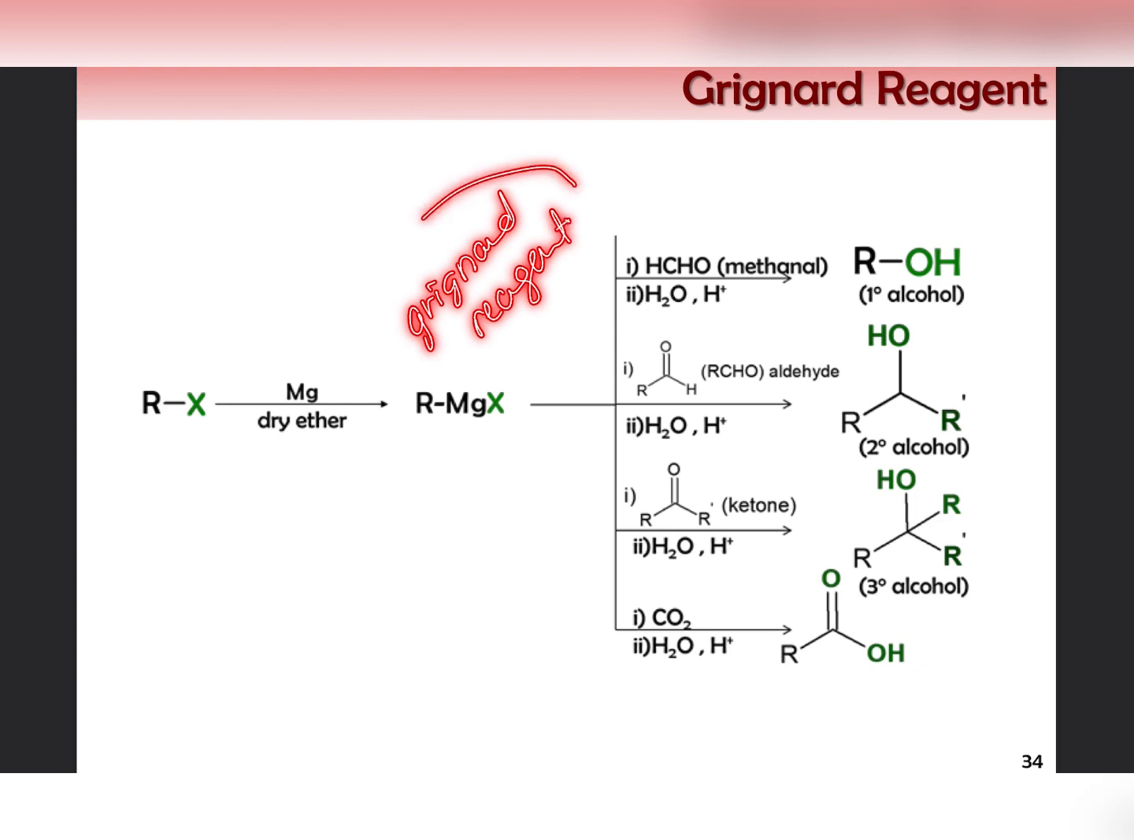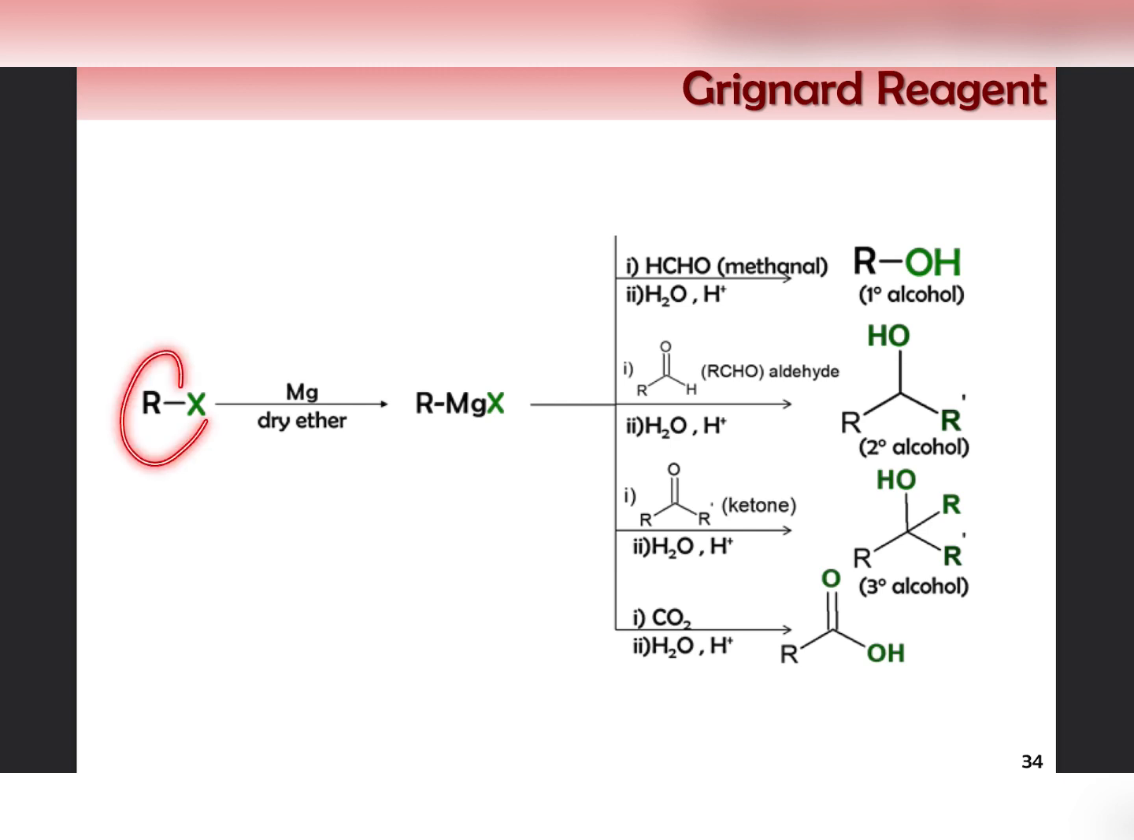Okay, so from this Grignard reagent, kalau react dengan methanal, you will get primary alcohol. If you react with aldehyde, kamu akan dapat secondary alcohol. And if you react with ketone, you will get tertiary alcohol. Okay, so from your Grignard reagent, maksudnya daripada haloalkane, jadikan dia Grignard reagent and react dengan aldehyde ataupun ketone, you will form primary ataupun secondary ataupun tertiary alcohol.